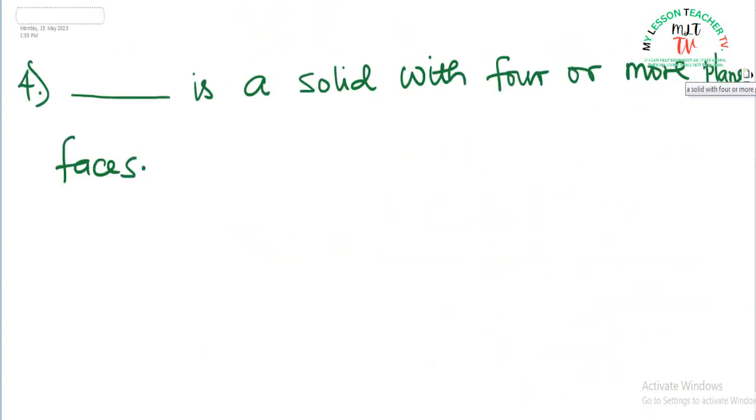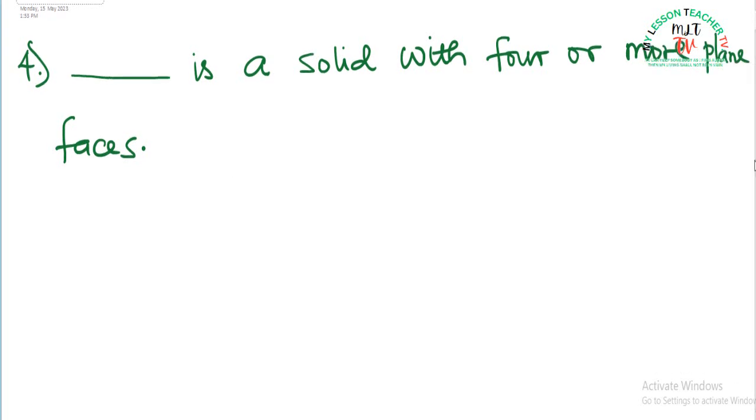Question 4 says, dash is a solid with 4 or more plane faces. Now, this takes us back to plane shapes. And in plane shapes, solids with 4 faces or more are said to be polygons.